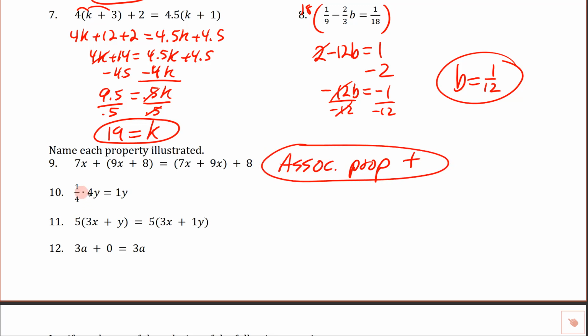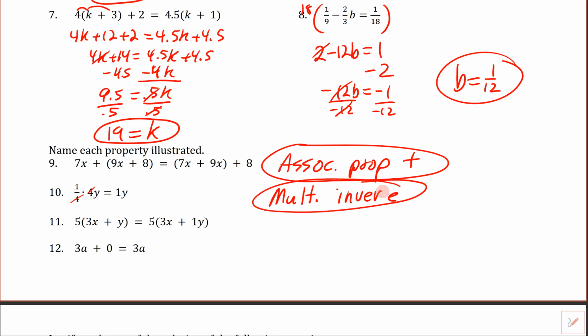On this one, we've got 1/4 times 4y, and that equals 1y. So basically what's happened here is they've gone ahead and canceled those. So 1/4 times 4 turns into a 1. That's the multiplicative inverse. So I'm just going to write inverse. Okay, so those undo each other.